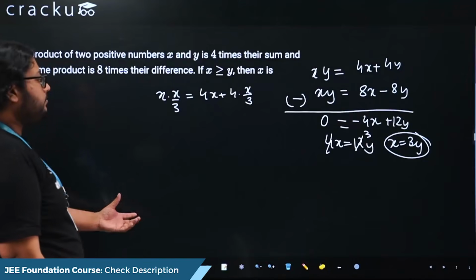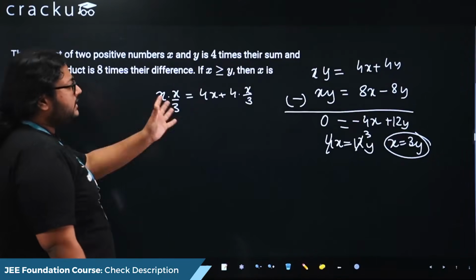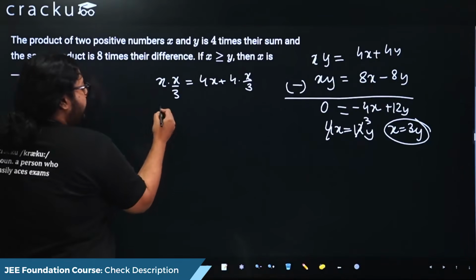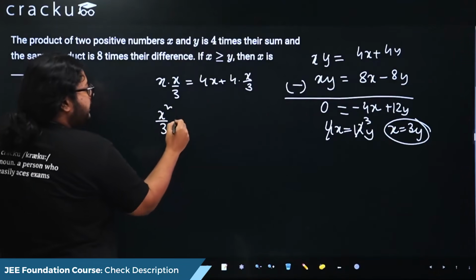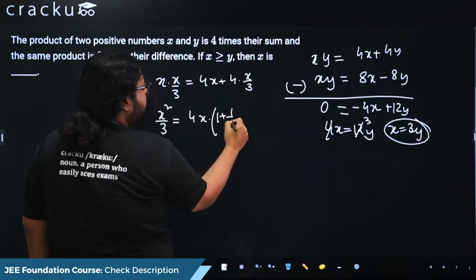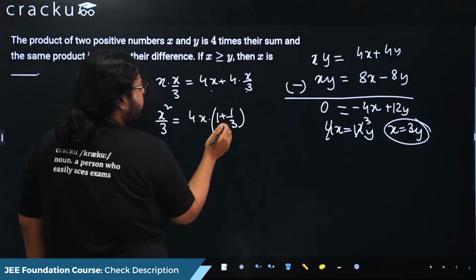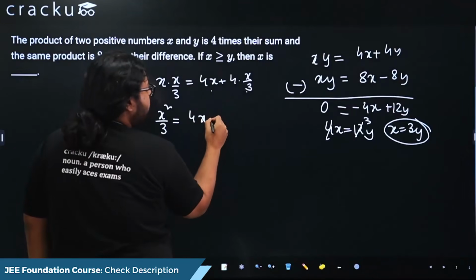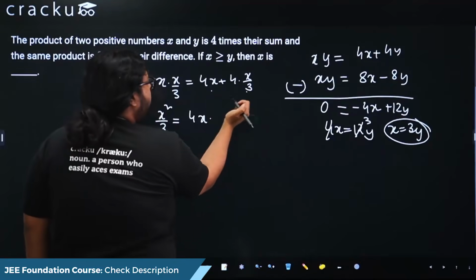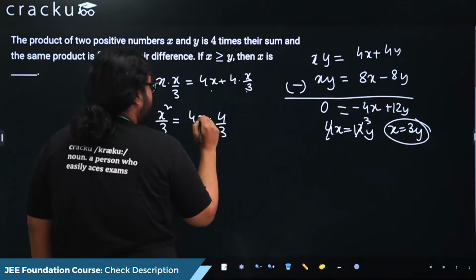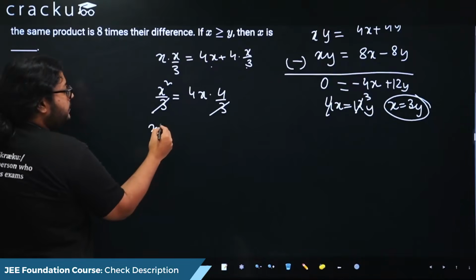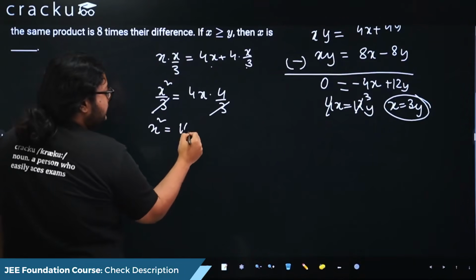Now we can just simplify it. It's basically a quadratic in x, right? All we need to do is solve for x. So what I can do is x square by 3 is equal to 4x. If I take common, then this is 1 plus 1 by 3, right? 1 plus 1 by 3 is 4 by 3, into 4 by 3. So the 3s we can cancel out. So we have x square is equal to 16x.